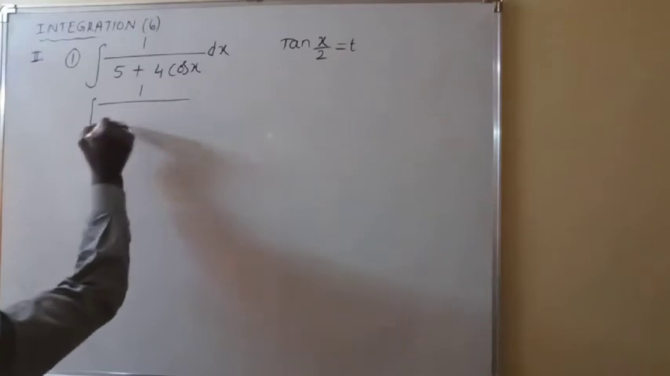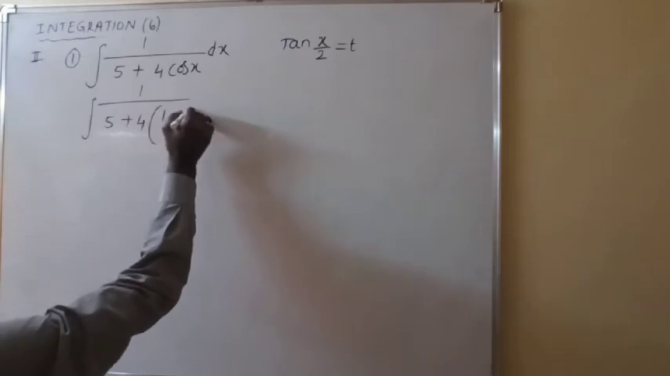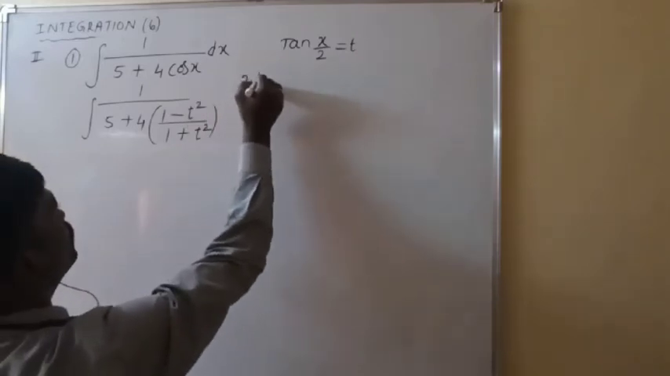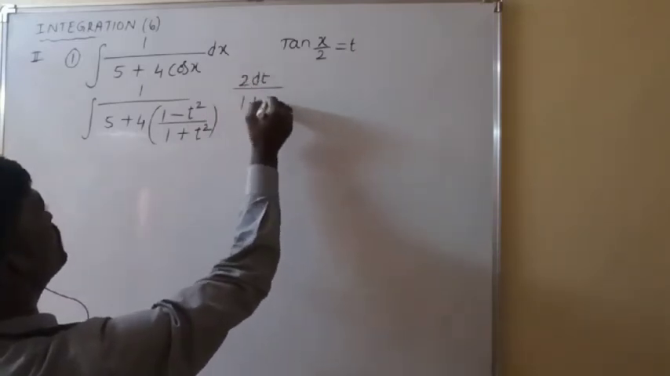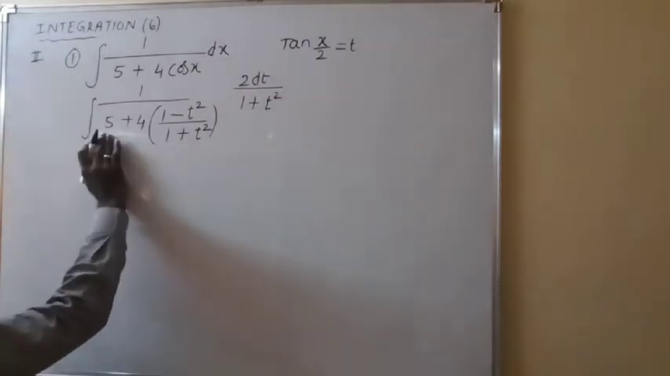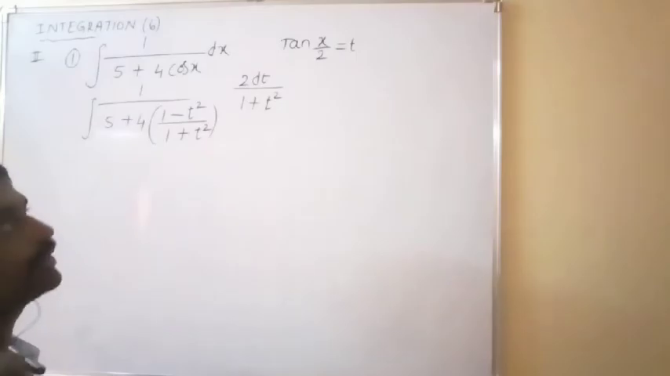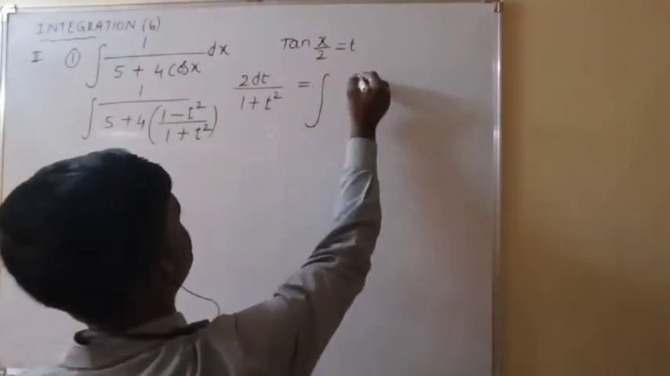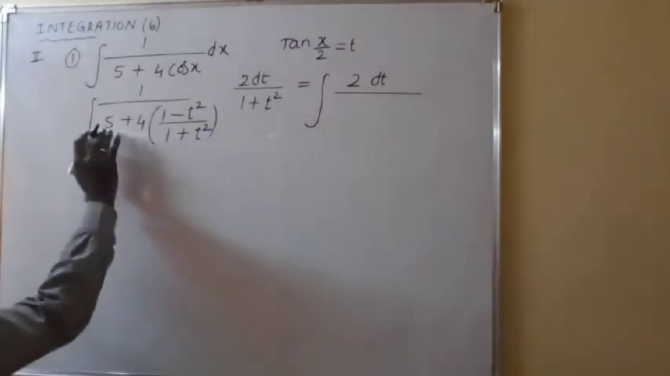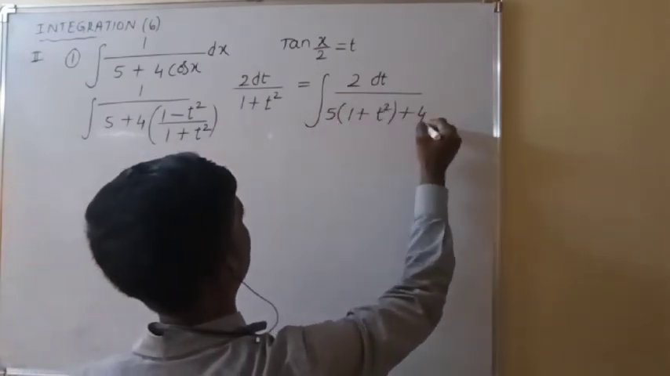1 upon 5 plus 4 into cos x. The cos x value in terms of t is what? 1 minus t square by 1 plus t square. And what is the dx value? 2 into dt by 1 plus t square. So here in the denominator, if you take LCM 1 plus t square, the 1 plus t square in the numerator and denominator both get cancelled. So I am writing directly here: 2 into dt in the numerator after cancellation of 1 plus t square. After taking LCM, what you will get is 5 into 1 plus t square plus 4 into 1 minus t square.